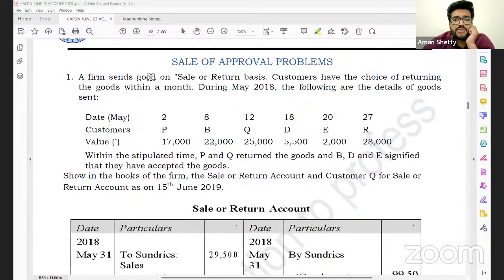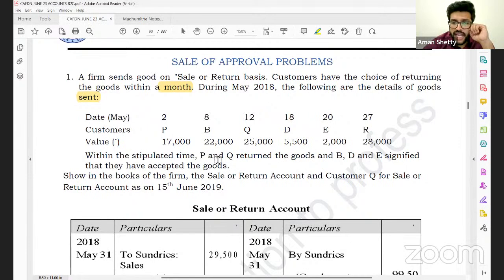Yes, I'll just quickly go through the problem. A firm sends goods on sale or return basis. Customers have the choice of returning the goods within a month. Always remember, period is important in sale or return basis. During May 2018, the following are the details of the goods sent. It was sent on 2nd, 8th, 12th, 18th, 20th, and 27th, to customers P, B, Q, D, E, and R, and the value is given.